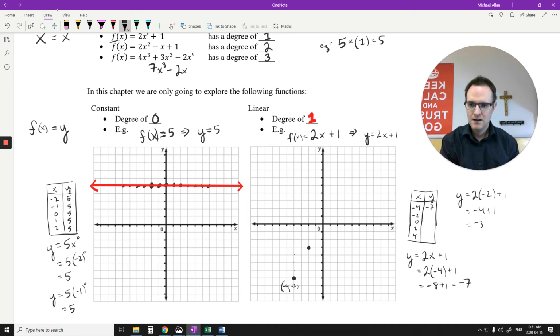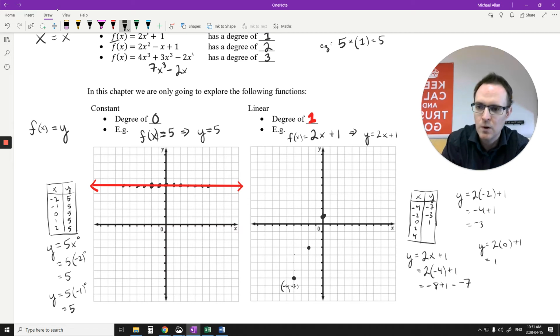Okay. Let's pick another one. I'm going to put a 0 in there. 2 times 0 plus 1. 0 plus 1 is 1. Okay, so I get 1 right there. Oops, I should put these points in here. So negative 2, negative 3, 0, 1. Now I can use these ones mentally. So 2 times 2 is 4, plus 1 is 5. 2 times 4 is 8, plus 1 is 9. So I have 2, 5, 1, 2, 3, 4, 5, and 4, 9.